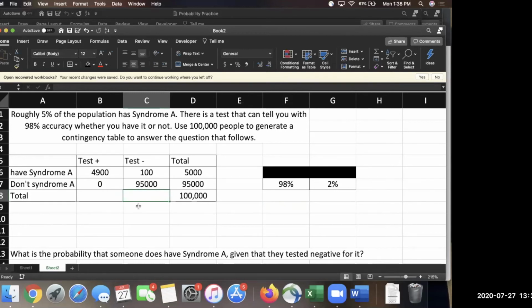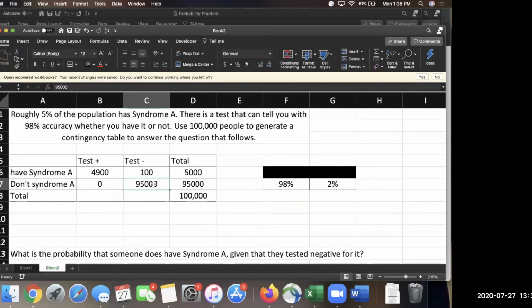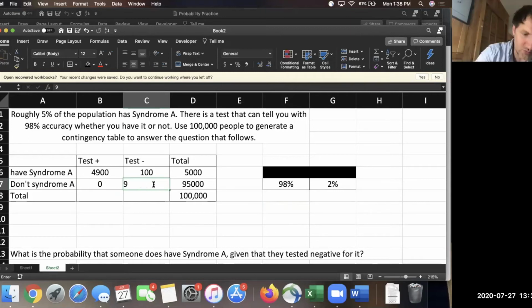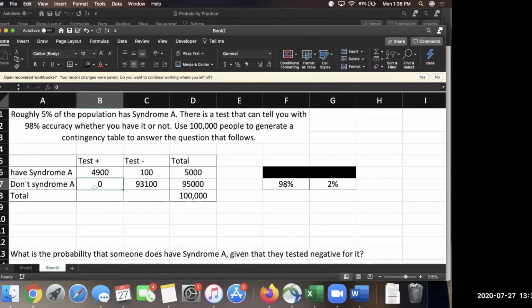Right. Cool. So then what am I going to put in this box here? The 93,100. Good. 93,100. All right. And then how do I figure out this other number? I mean, I know I can subtract, but what's another way to do it? Multiply it. Multiply by.